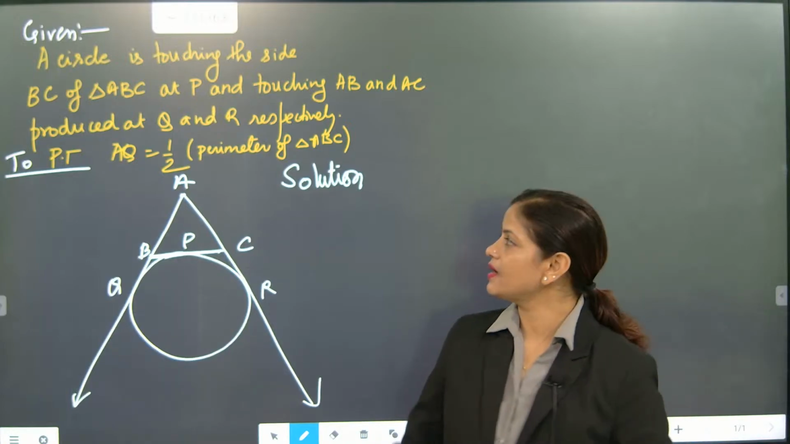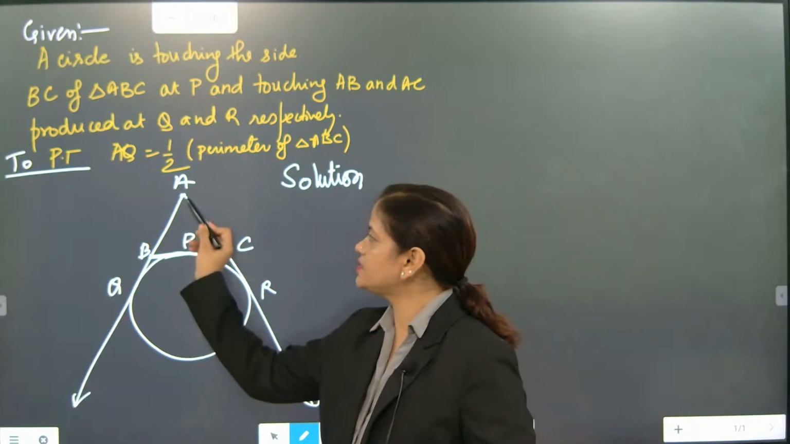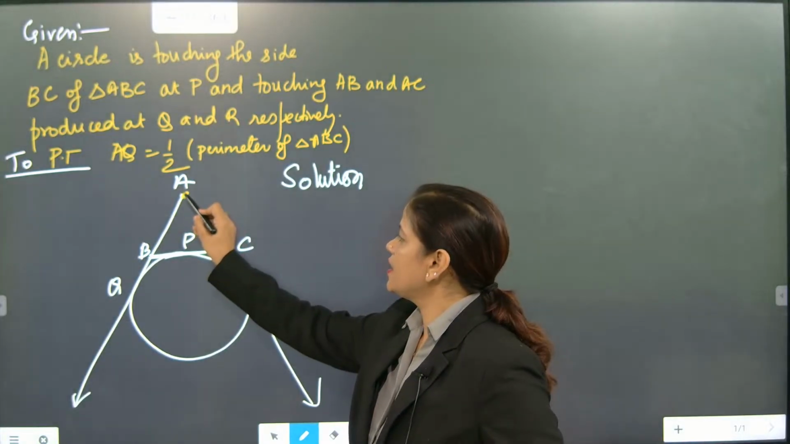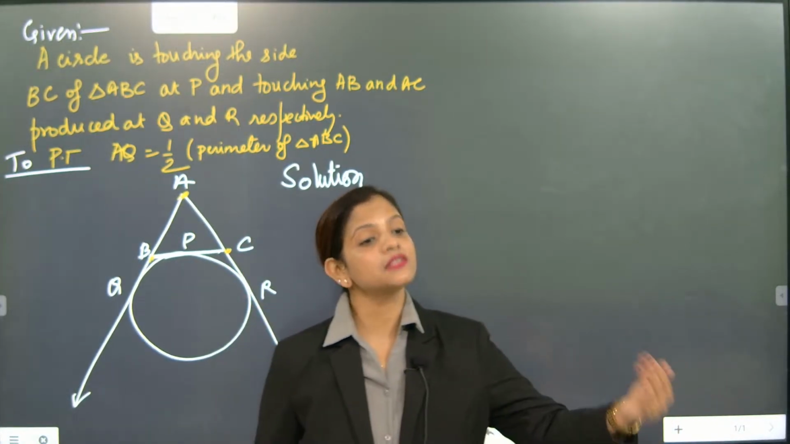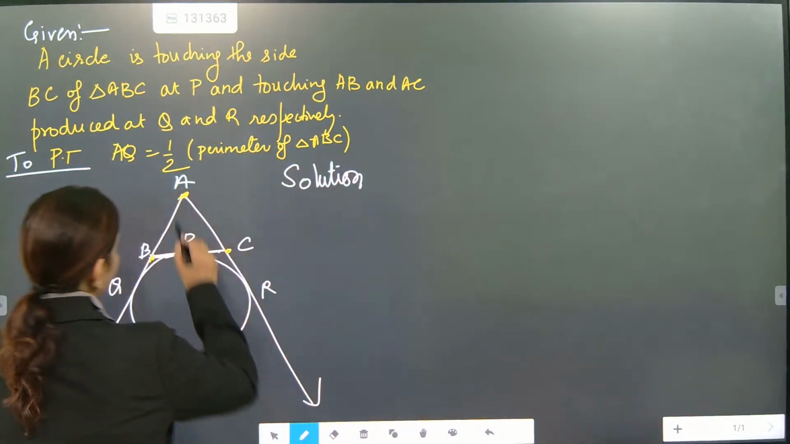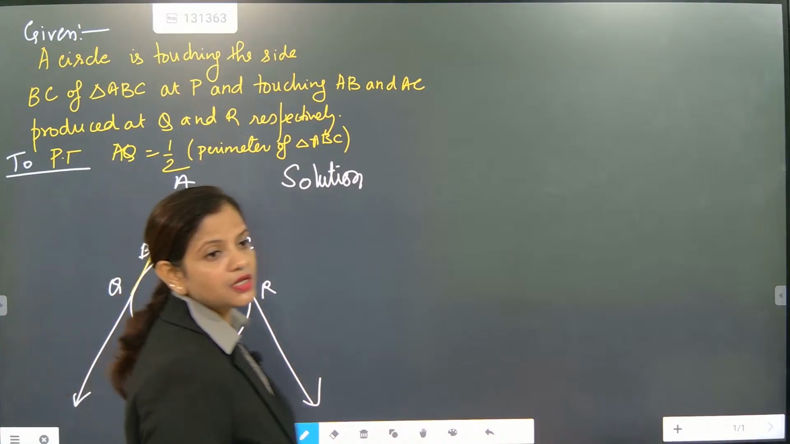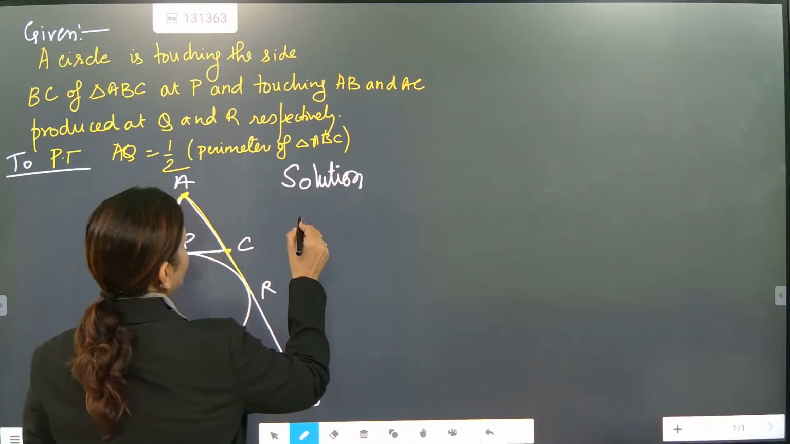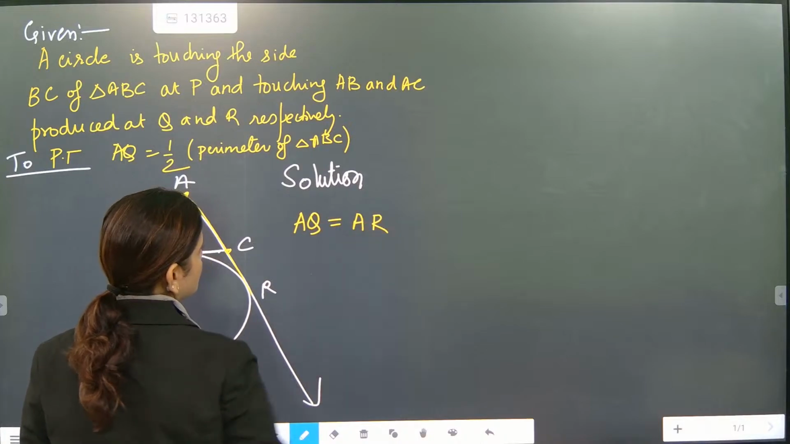And now the next part. If somebody asks what you are supposed to write in the solution section, see here, 3 points are there. This is point A, this is point B, and this is point C. These become the external points. I am drawing with different colors so that it will become easy for you. This is one. From an external point of a circle, the tangents drawn are equal in length. So we say AQ is equal to AR. Got it?